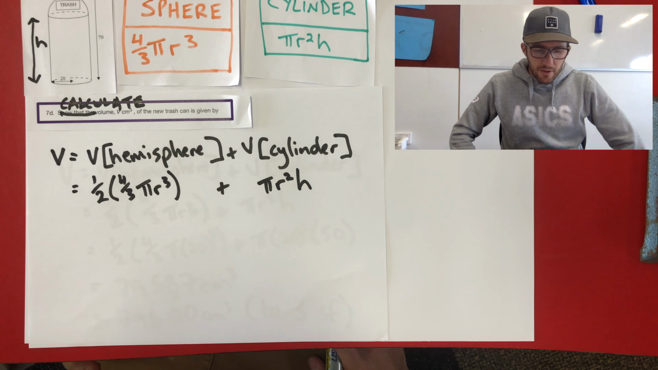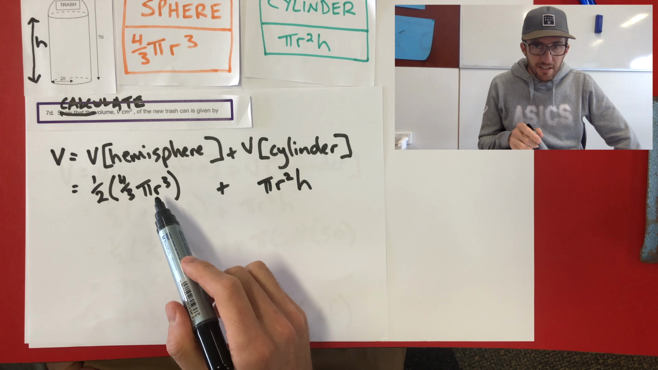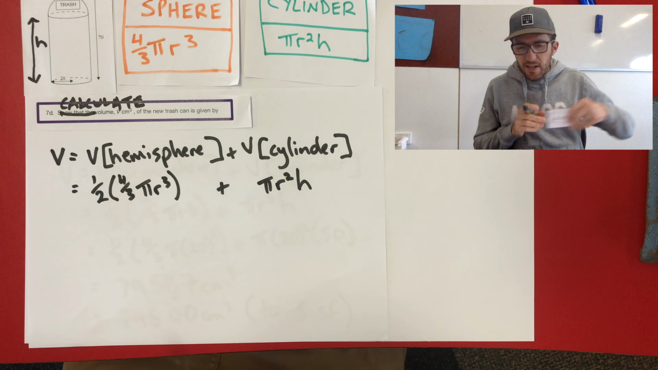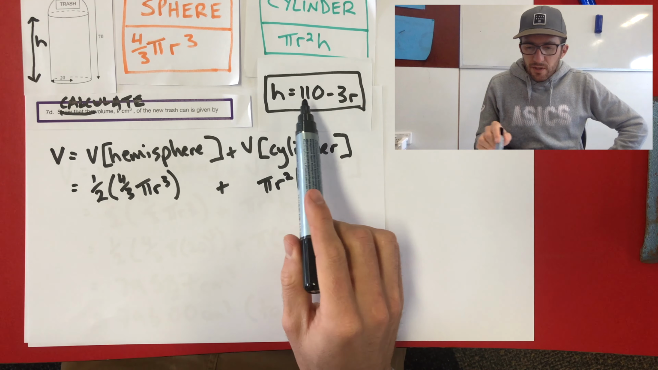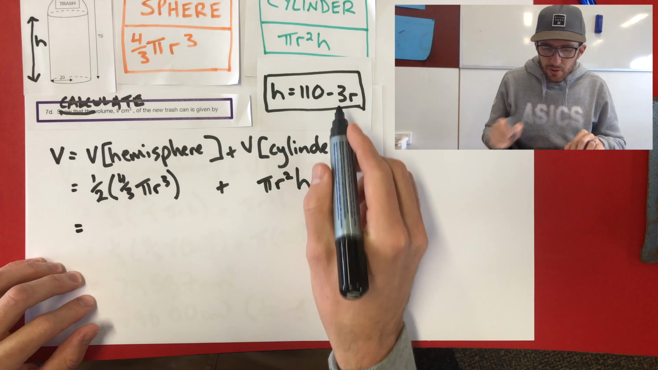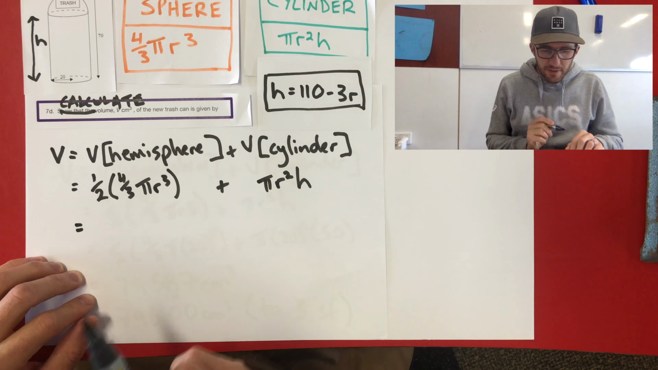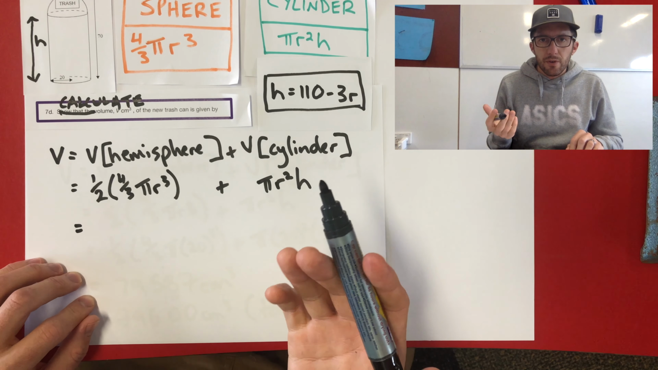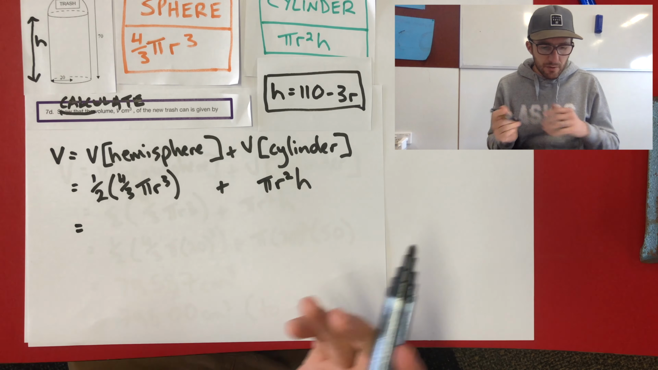This time, the difference is that we don't know the radius, and we have a formula for h which we worked out in our last question. Here's that formula to remind you: the height of the cylinder equals 110 minus 3r. We're going to substitute that in, and as we do, I'll clean up some of this as well. What's half of 4/3? Half of 4/3 would be 2/3, just like half of 4 is 2.